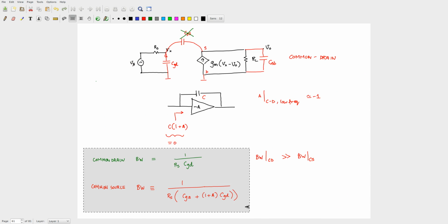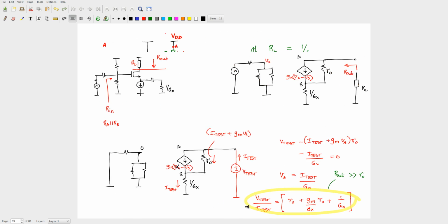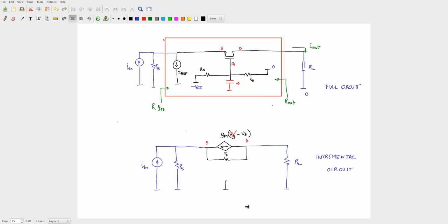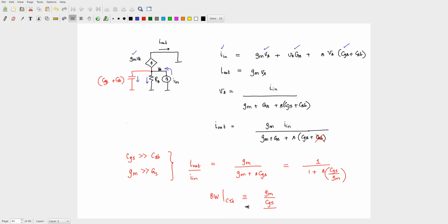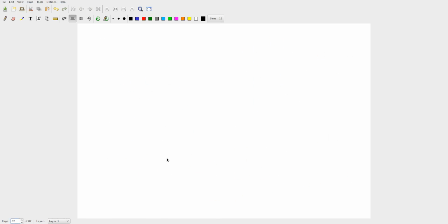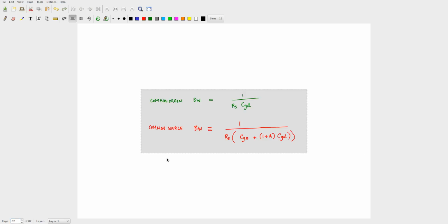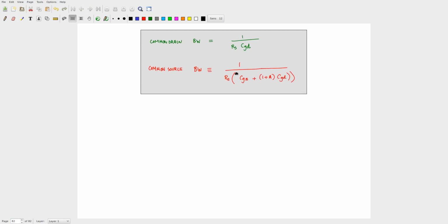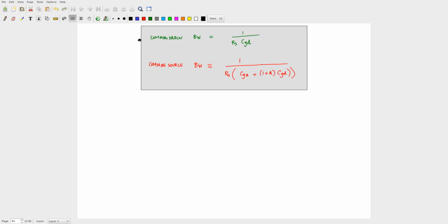So let's just put everything on one page. So the bandwidth of the common drain, common source we had. Now we choose another color.